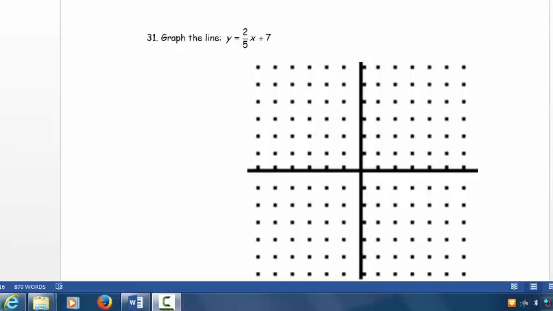Math 082 Final Exam Review, Problems 31, 32, and 33. We are going to graph the line y equals 2/5 x plus 7.